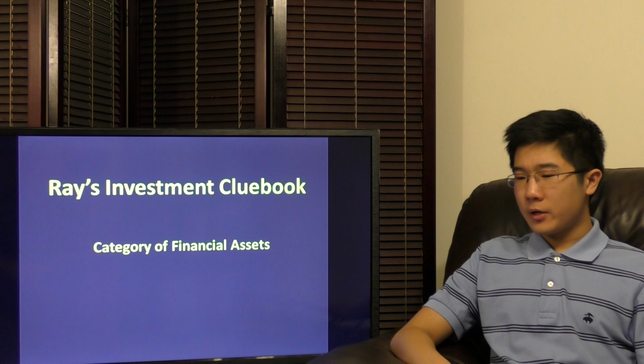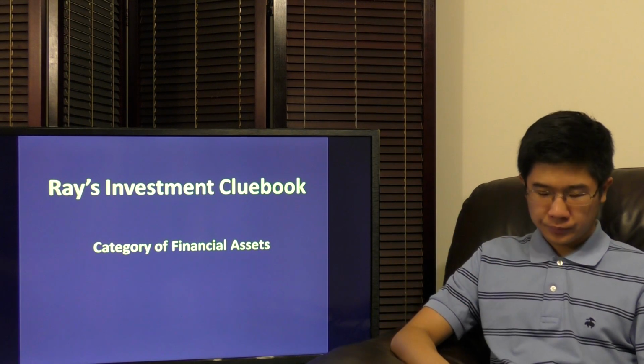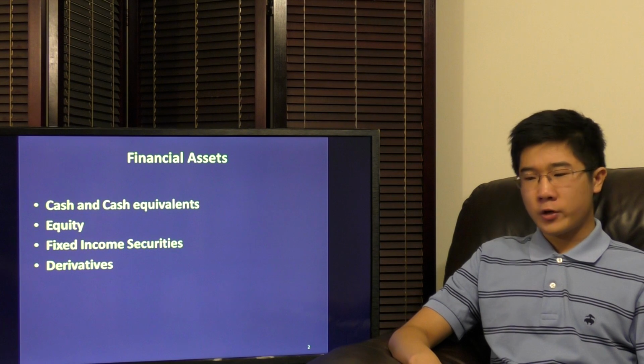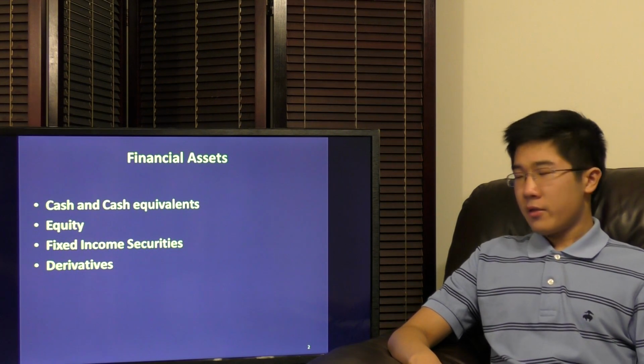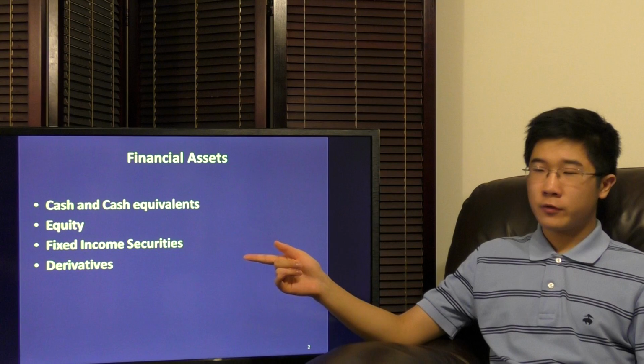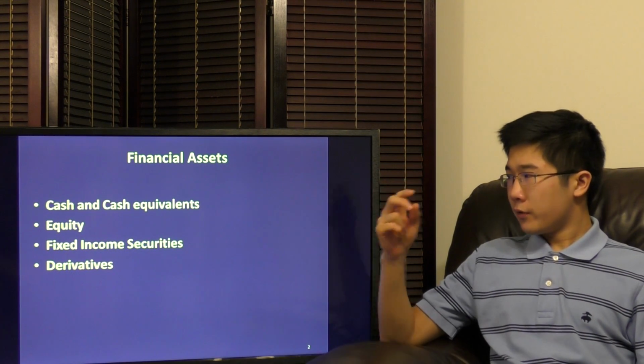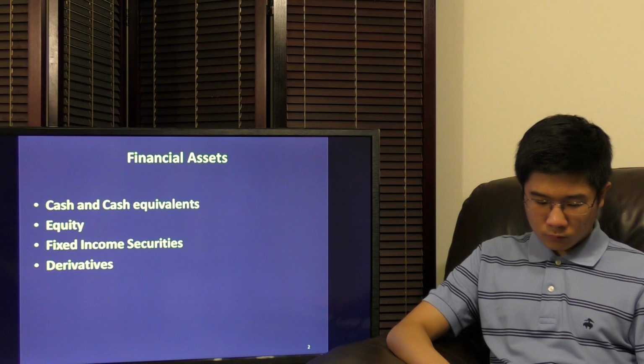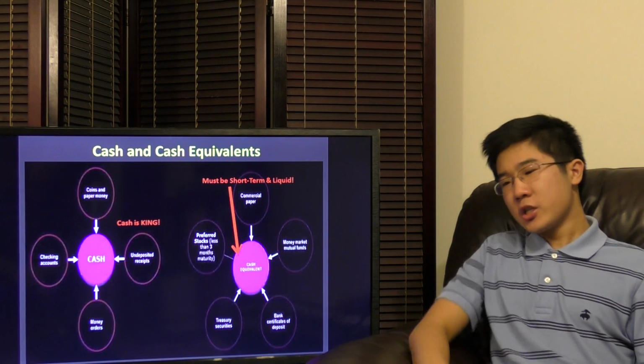Today we'll be talking about categories of financial assets. There are four main basic fundamental categories of financial assets: cash and cash equivalents, equity, fixed income securities, and derivatives. So, cash and cash equivalents.